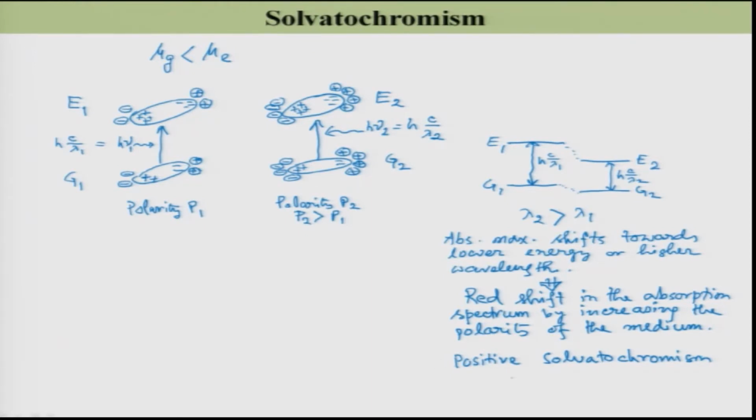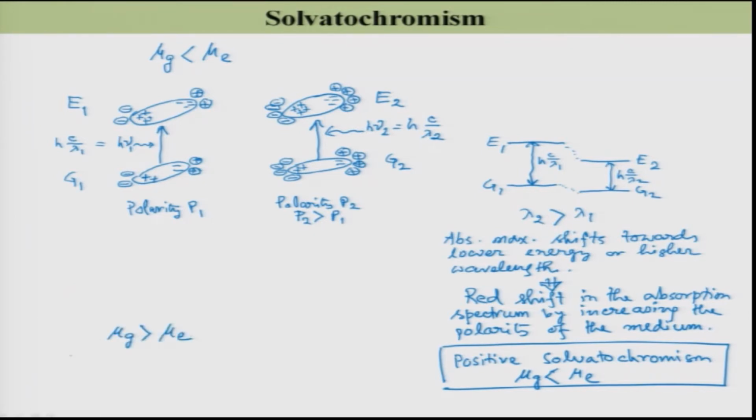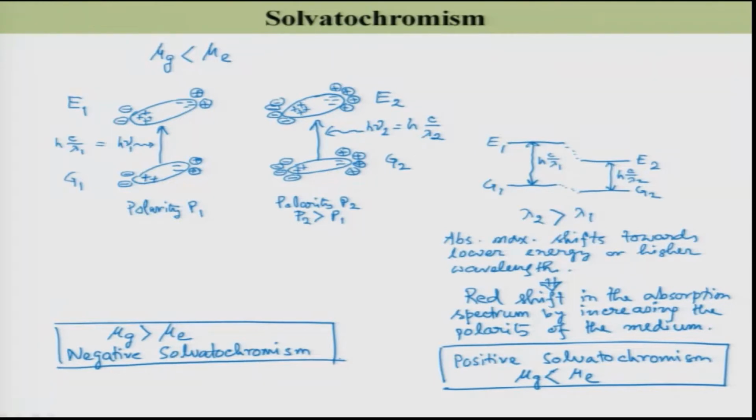And for the positive solvatochromism, what I saw is that mu g is less than mu e. And as you remember, for the negative solvatochromism, what we saw is mu g is greater than mu e. Okay, so this is about the effect of solvent on the absorption spectra, and based on this, right.